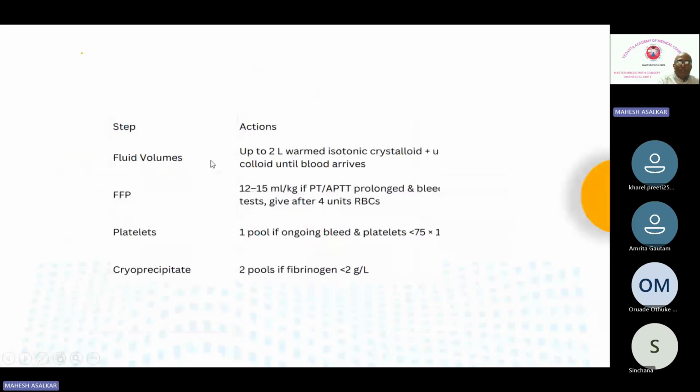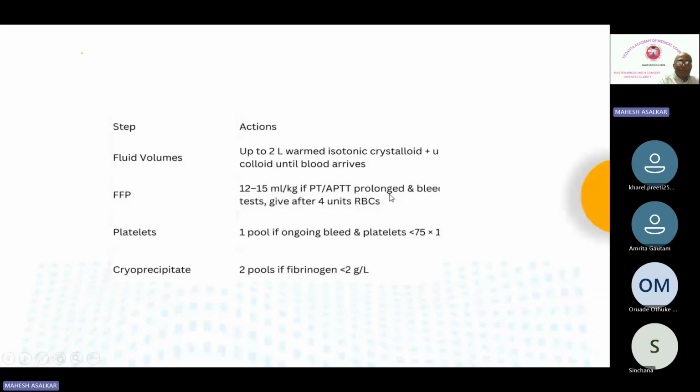So fluid volumes, this is in major PPH. Fluid volumes up to 2 liters of warm isotonic crystalloid you can give. Then fresh frozen plasma, 12 to 15 ml per kg if PT and APTT are prolonged, and blood transfusion after 4 units of RBC. So the dose for the FFP is 12 to 15 ml per kg if PT and APTT are prolonged.